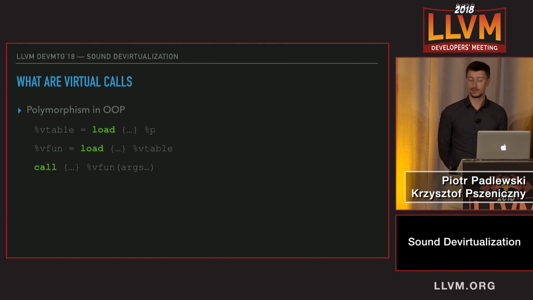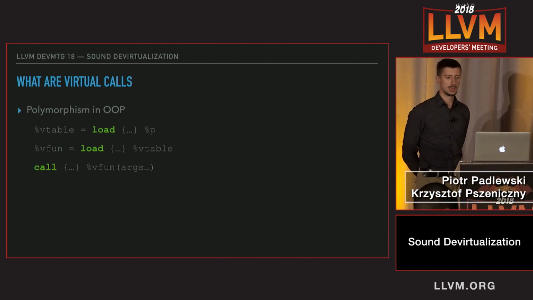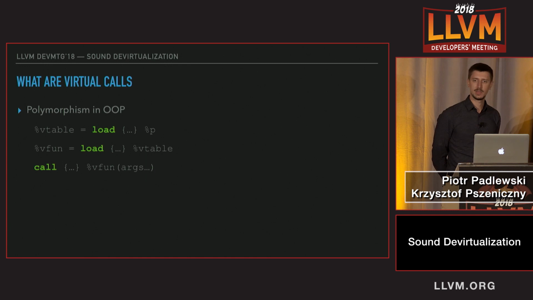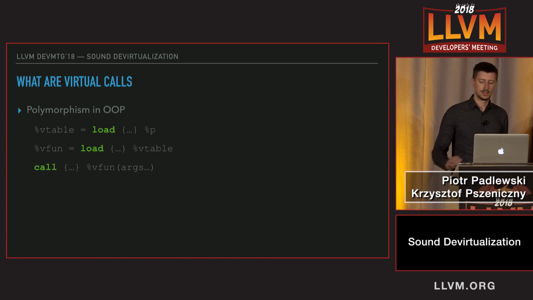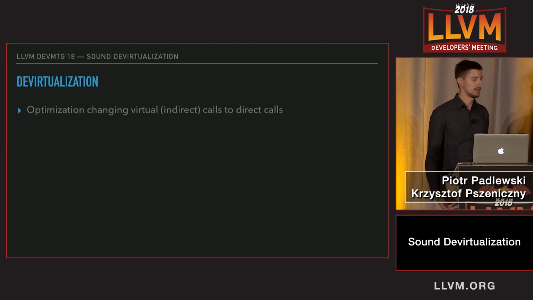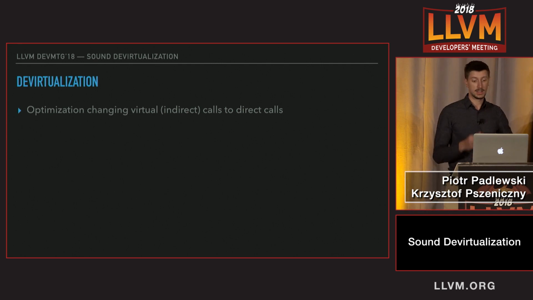It usually consists of three instructions, which is a load of the vtable from the virtual pointer. Then we need to load a virtual function from one of the slots of the vtable, and then we are just doing an indirect call on this function pointer. And devirtualization is an optimization that changes those virtual or indirect calls into direct calls.